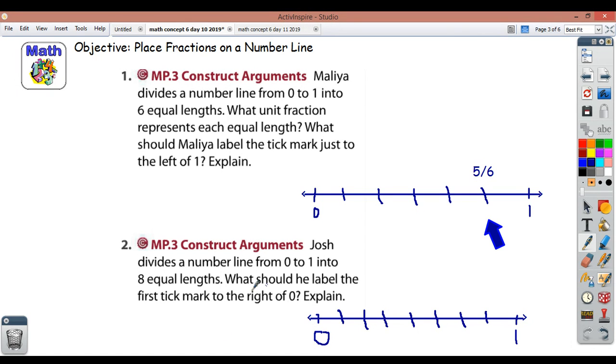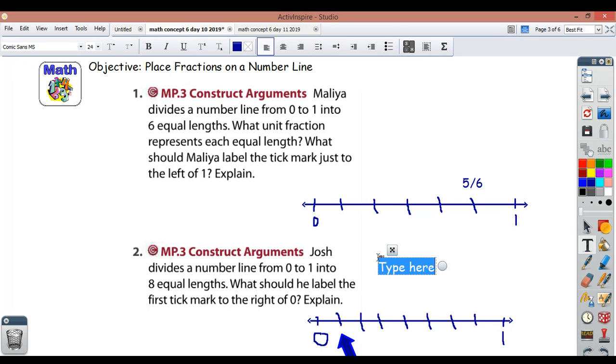So the first tick mark to the right of the 0. Find the 0, just go to the first one. Well, if it's the first one, guess what? I know it's going to be labeled 1 out of how many total? 8. So I'm going to squish that over a little bit there, but there is 1/8 right there. Okay. 6 equal lengths to the left, 8 equal lengths, mark it to the right.